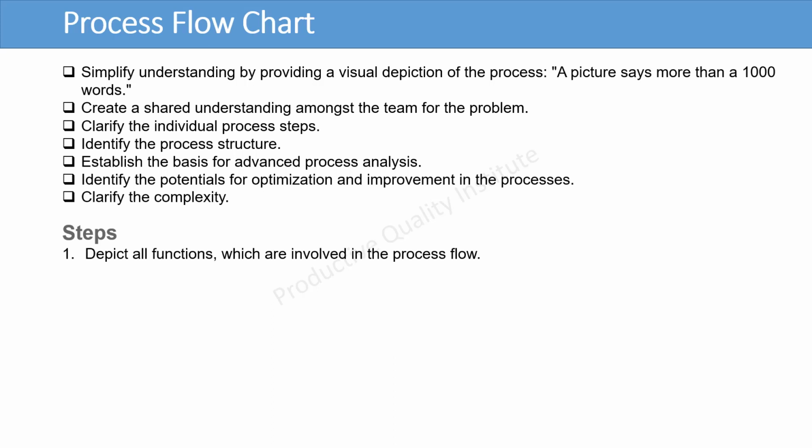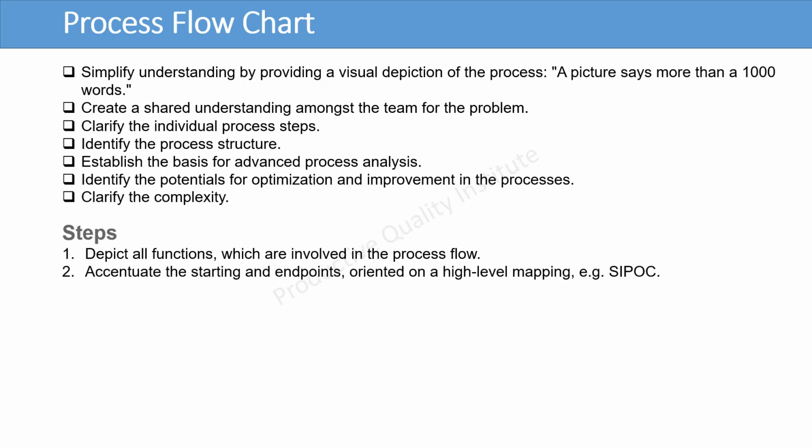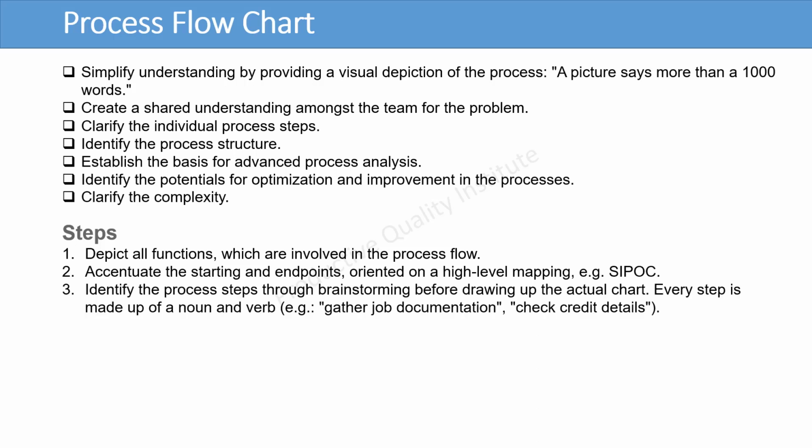The steps to perform the process flow chart are: 1. Depict all functions which are involved in the process flow. 2. Accentuate the starting and end points oriented on a high-level mapping, for example SIPOC. 3. Identify the process steps through brainstorming before drawing up the actual chart.